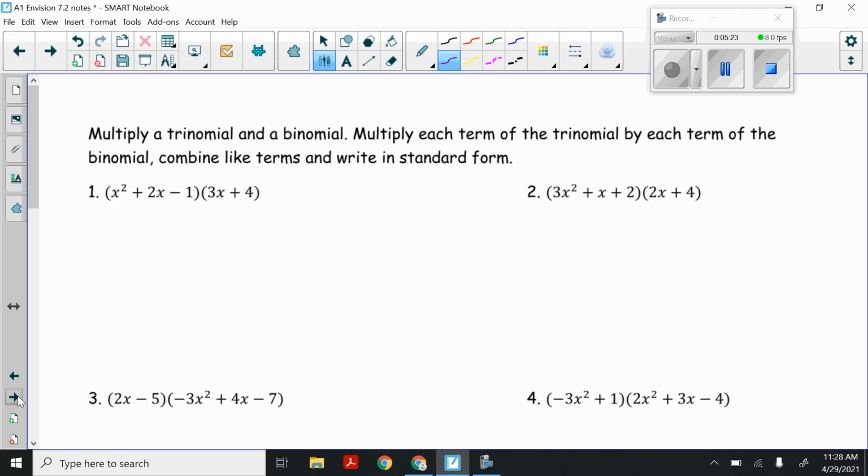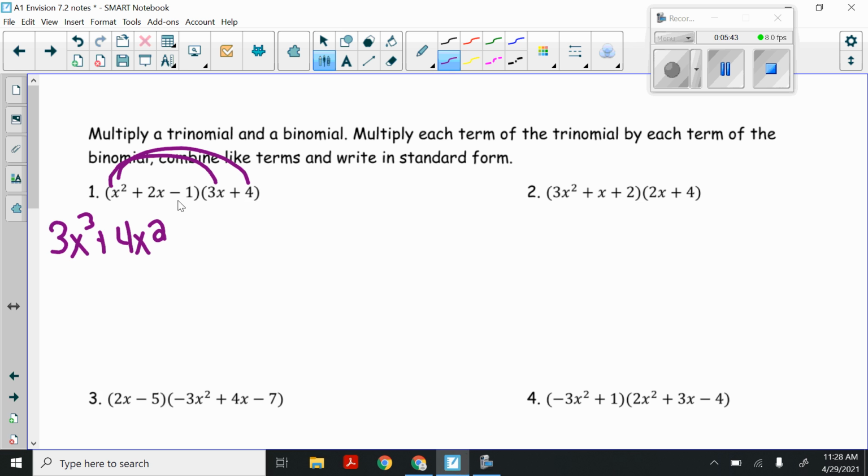So number one, x squared plus 2x minus 1, all of that times 3x plus 1. So I'm going to take my x squared and multiply it by both terms in the binomial. So x squared times 3x gets me 3x cubed, because again, I'm adding my exponents. Now x squared times the 1 gets me plus x squared.